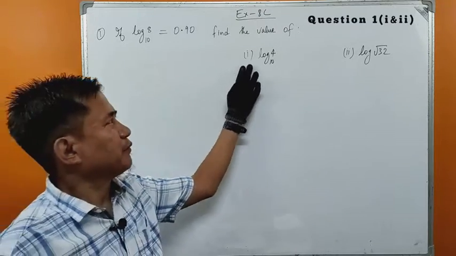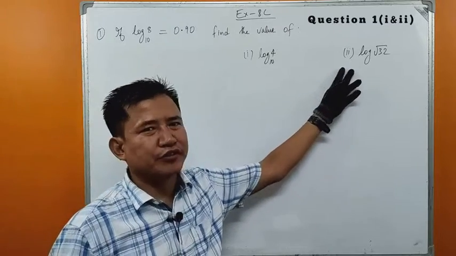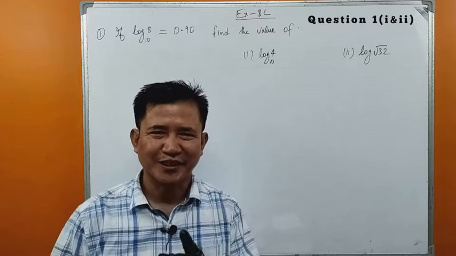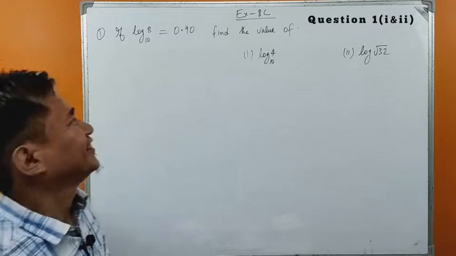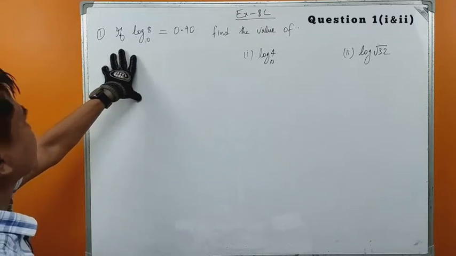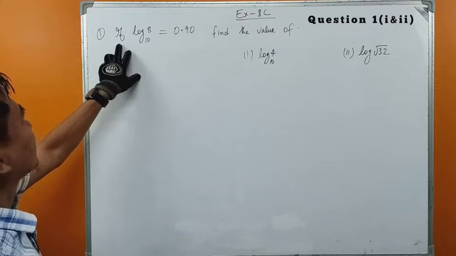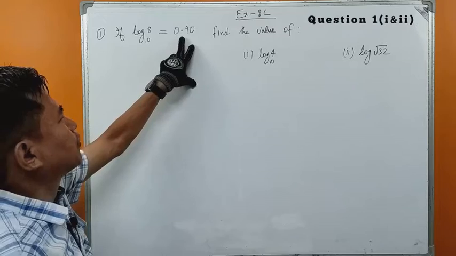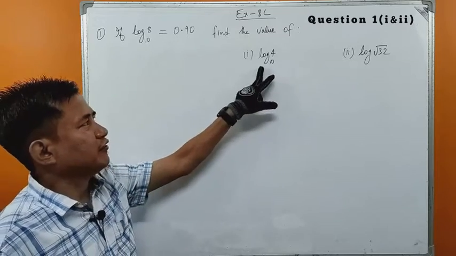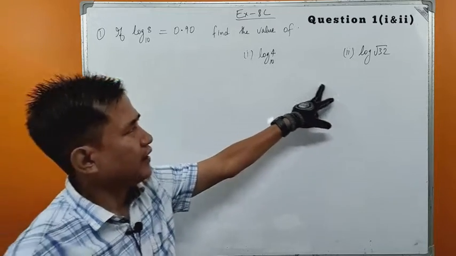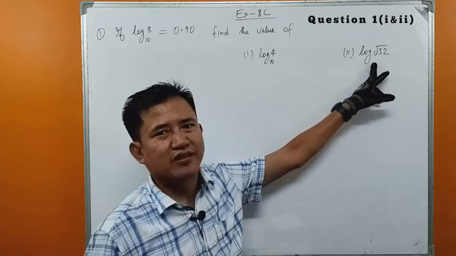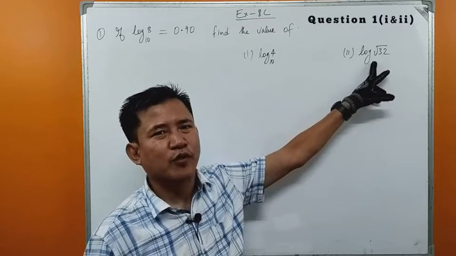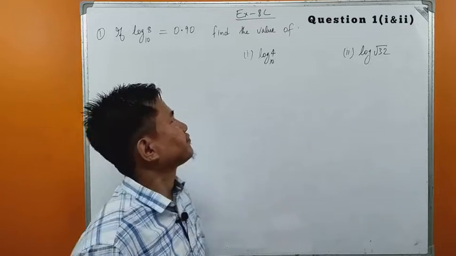I have already copied sub number 1 and sub number 2. We will solve each and every question of exercise 8c also, so stay connected, okay? So this is question number 1. Condition is if log 8 to the base 10 equals 0.90, find the value of log 4 to the base 10, and log 32, base is not mentioned, means base is 10, okay? If the base is not given, we must understand the base is 10.